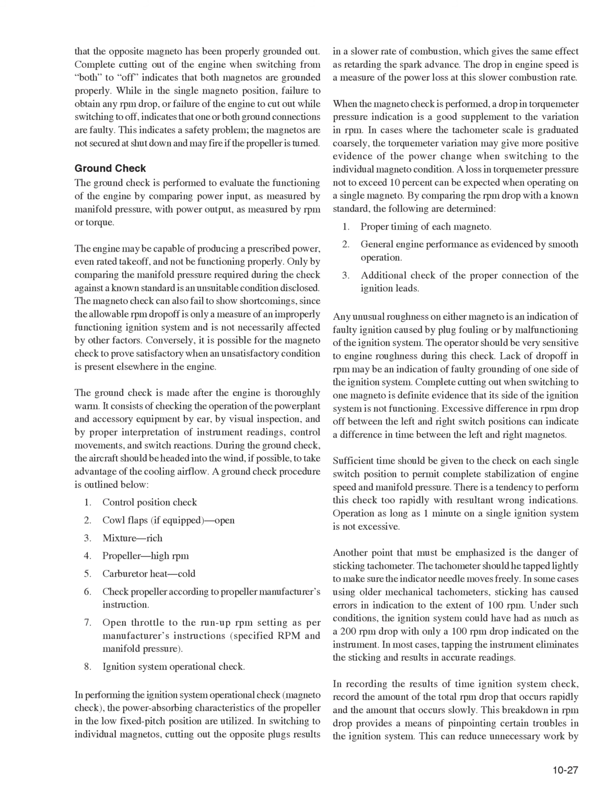1. Control position check. 2. Cowl flaps, if equipped, open. 3. Mixture, rich. 4. Propeller, high RPM. 5. Carburetor heat, cold. 6. Check propeller according to propeller manufacturer's instructions. 7. Open throttle to the run-up RPM setting as per manufacturer's instructions, specified RPM and manifold pressure. 8. Ignition system operational check.